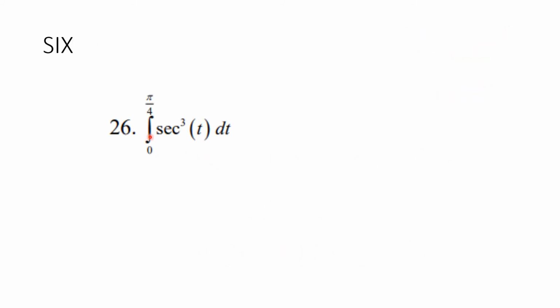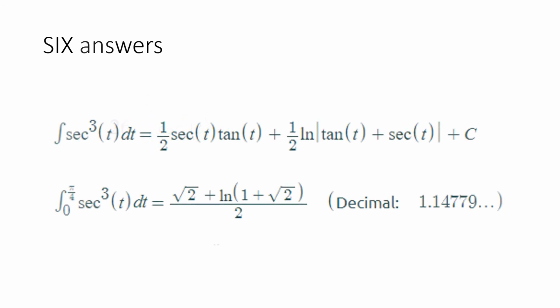Problem number 6, you were to evaluate this integral. You have to use integration by parts here. u is going to be secant t, and dv is going to be secant squared t, and you do this. Now this is an integral that you end up integrating, and you'll get the integral over here again. You have to bring it over here. That's what gives you this 1/2.